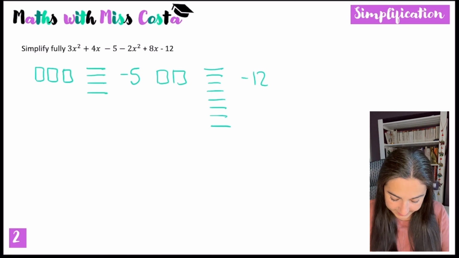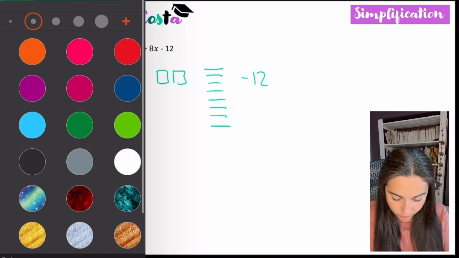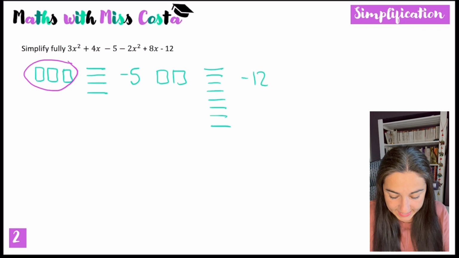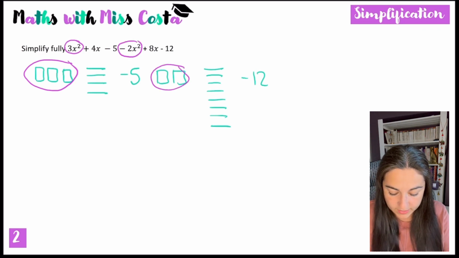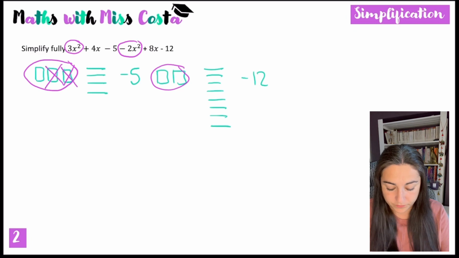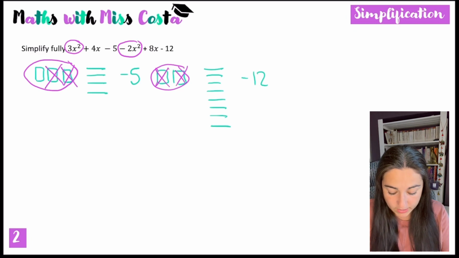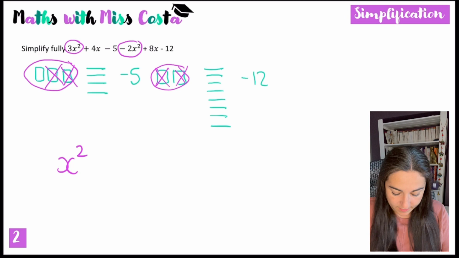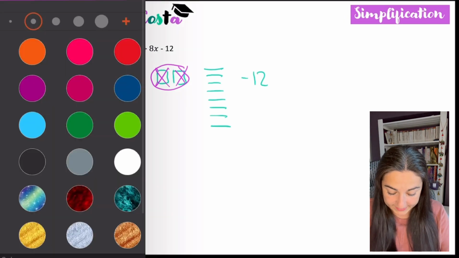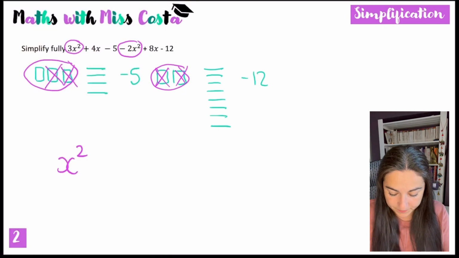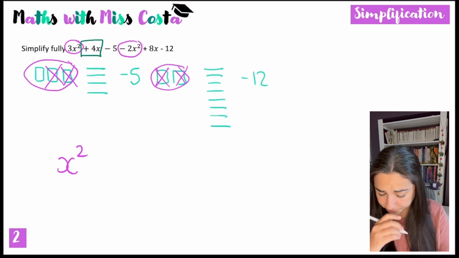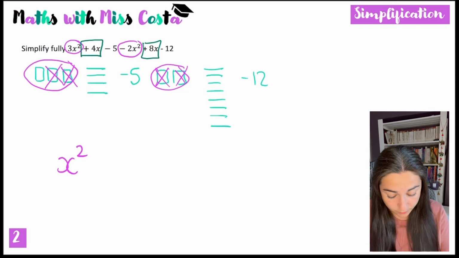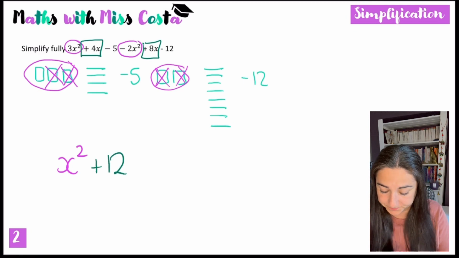So you've got your x squared, your boxes are like terms, so you've got 3x squared, take 2x squared. So if you had 3 boxes and you take 2 away, you're left with just 1x squared, which we'd write as x squared. Then you look at your lengths, which are your next like terms. So you've got 4x plus 8x. 4 plus 8 is 12. So you'd be left with x squared plus 12x.